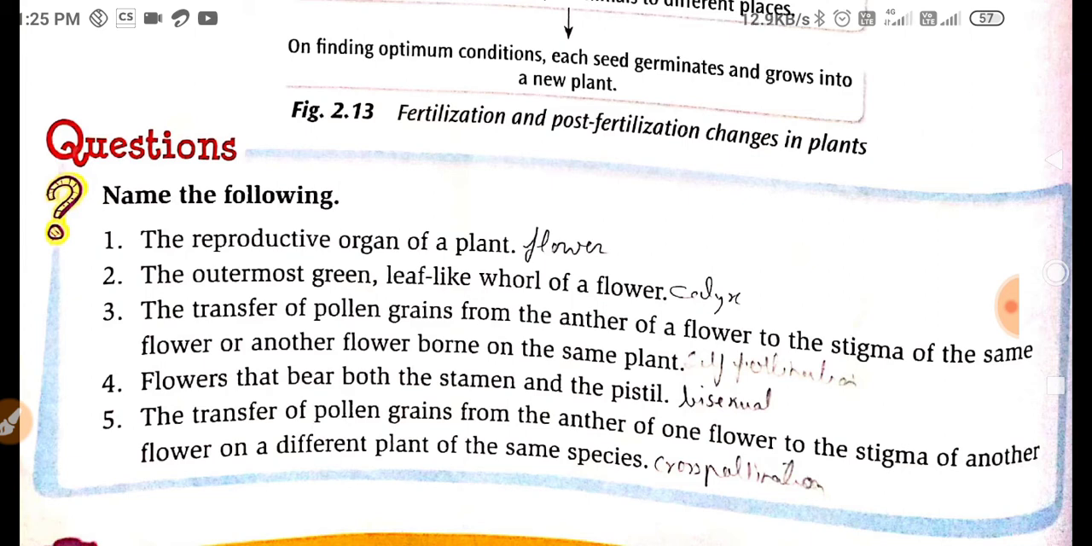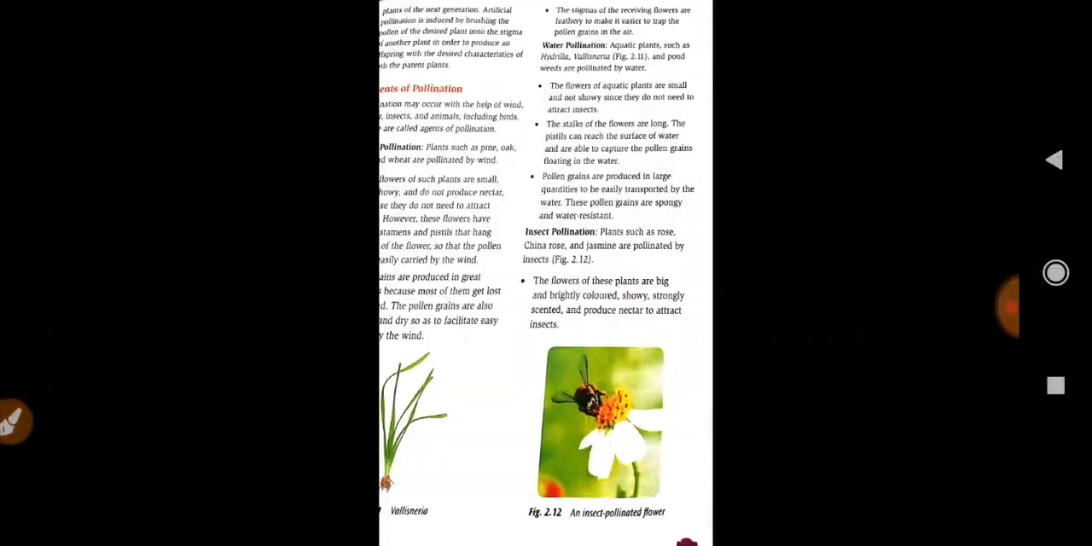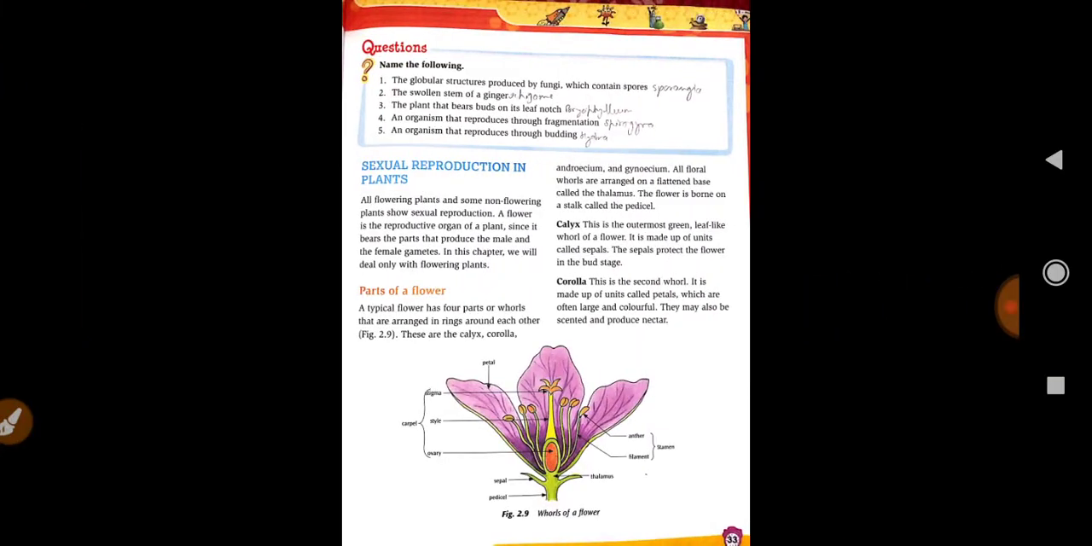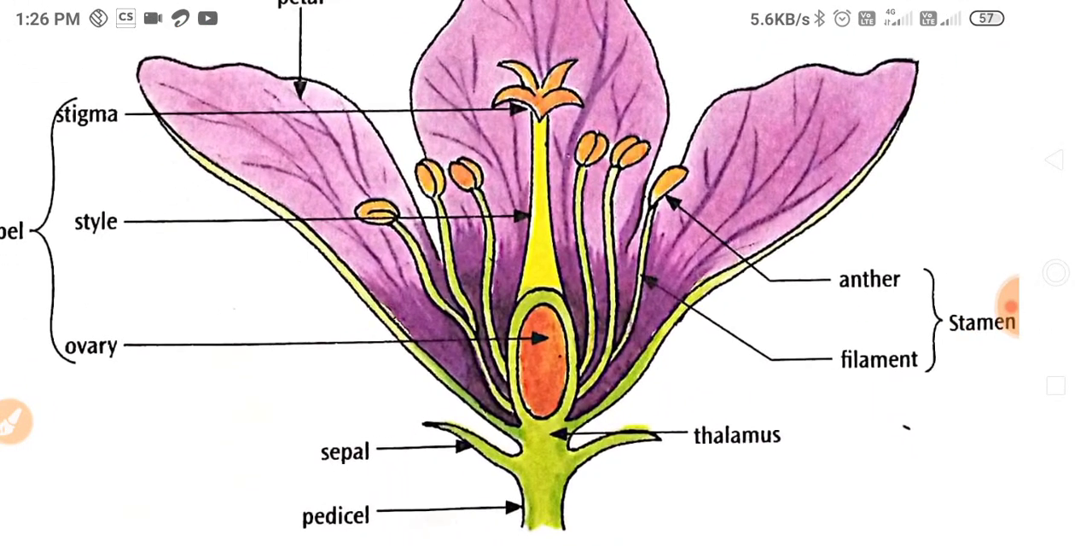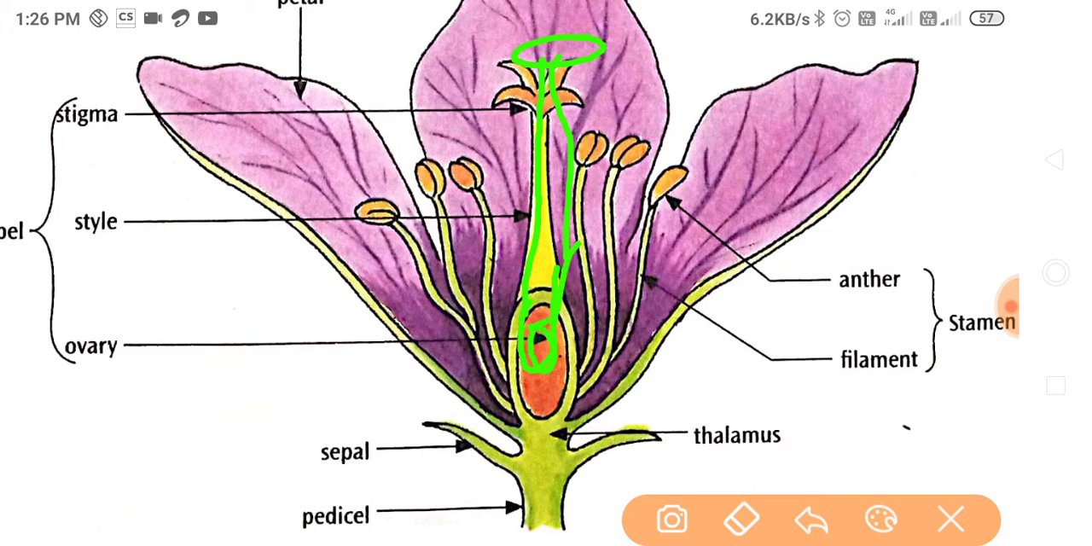I hope you understand the process of pollination and the structure of the flower. If you have any confusion, you can ask me. For understanding the fertilization process, I will show you how the pollen tube is formed here. Suppose a pollen grain falls here and it releases a pollen tube like that, and it fuses with this ovule. It releases its male gamete, and they form the embryo.